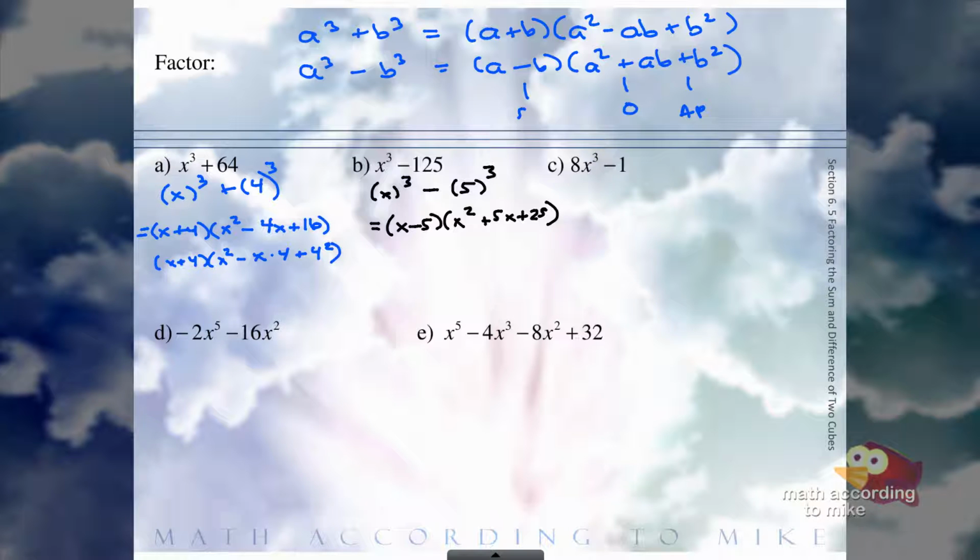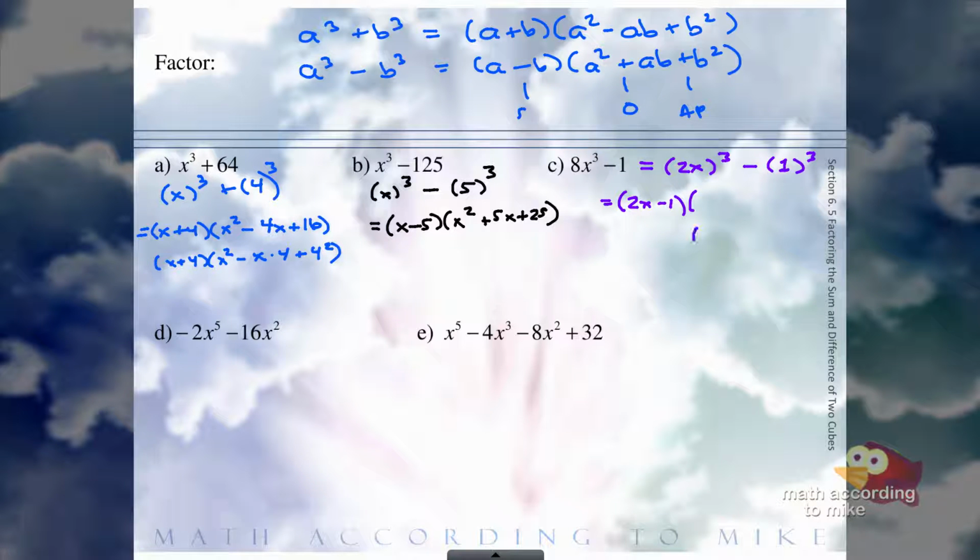Okay, part C, same process. What cubed is 8x cubed? 2x. And what cubed is 1? 1. We have another difference of cubes, so we'll use the second formula. Wherever we see an A, we'll put a 2x. Wherever we see a B, we'll put a 1. Be careful with this one. So this equals A minus B, 2x minus 1, times A squared.